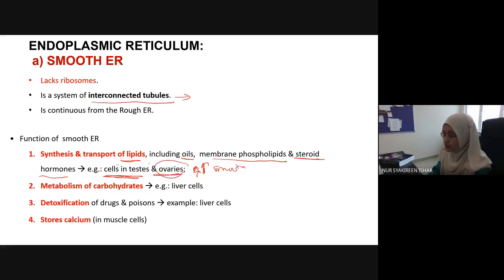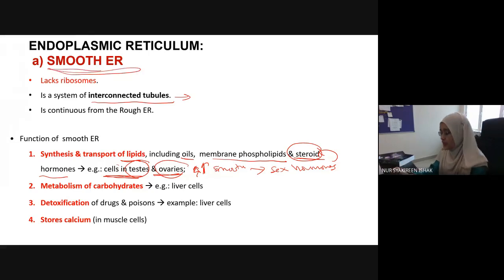Why? Because these two organs are involved in the synthesis of sex hormones, which are made up of steroids. So that's why they have a large number of smooth ER. So ini contoh lah. And then another function of smooth ER is that it is involved in the metabolism of carbohydrates. For example, the liver. Liver cells, the function of liver cells is to store glycogen. So that's why the liver will have a large number of smooth ER.